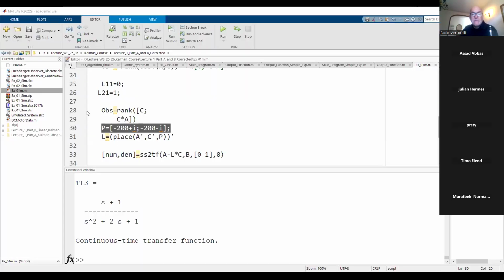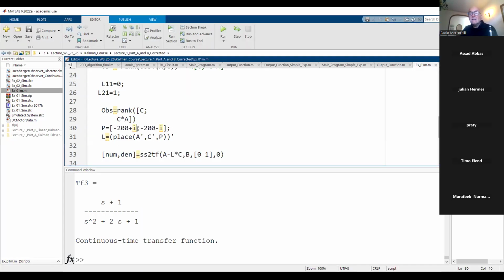Let me show you the design now of the observer using Simulink. This concept here with the eigenvalue in my complex, let me at this moment change. We will come back later or next week. The function place solves this problem which I defined before.